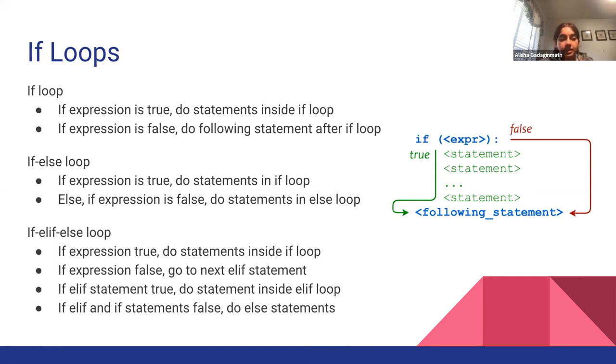So if the if expression is true, then it'll do the statements inside the if loop. If it's false, then it'll go to the elif statement. And if the elif statement evaluates to true, then it'll do the statements under that loop. However, if it evaluates to false, then it'll go to the else expression, and then it will do the statements under the else part.